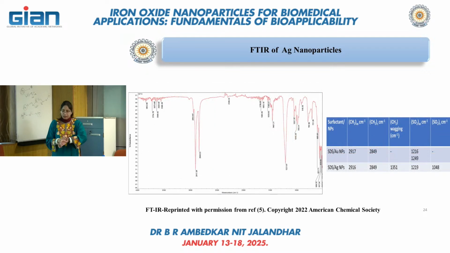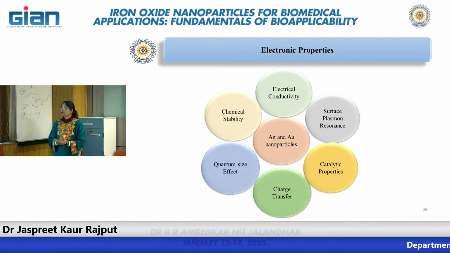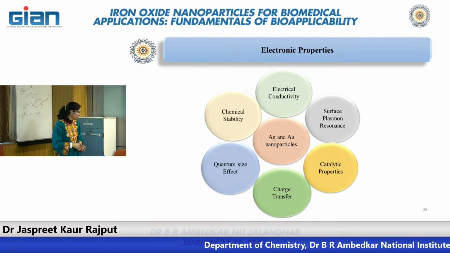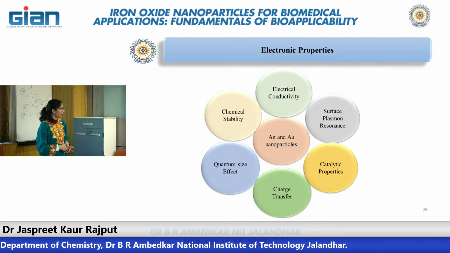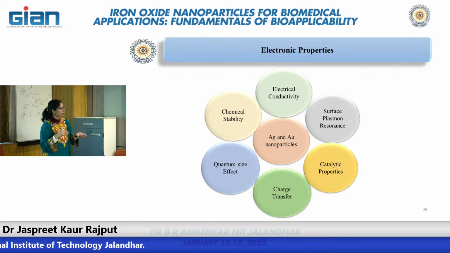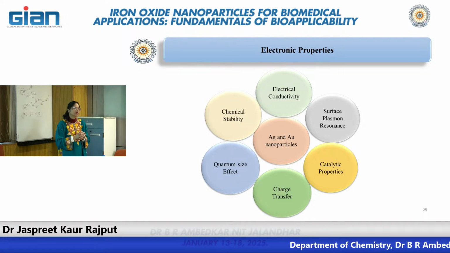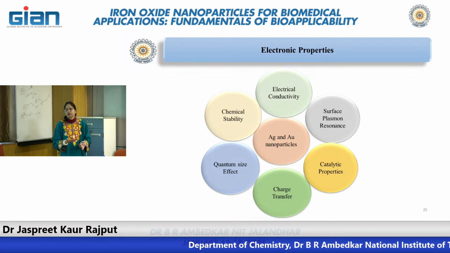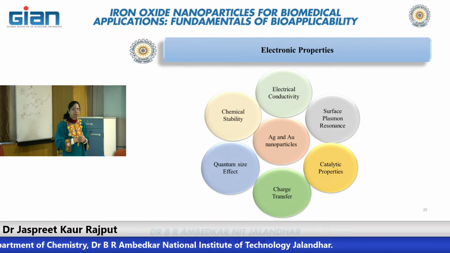So next is the electronic properties. Why do they show different electronic properties? They have better electrical conductivity. Now the conductivity also depends upon the band gap. Band gap is the energy gap between the conduction and the valence band, right? If the size of the nanoparticle changes, the band gap will also change, right? So the electrical properties are more or less based upon the band gap.